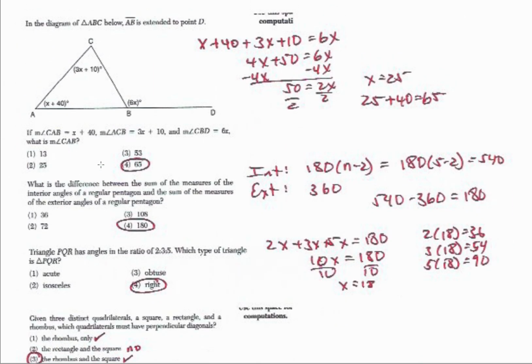All right, next up, this is the measure of an exterior angle. And so it's equal to the sum of the two remote interiors. So the x plus 40 plus the 3x plus 10 has to equal 6x. X and 3x make 4x. 40 and 10 make 50. Subtract 4x from both sides. 50 is 2x. Divide by 2. X is 25. And it wants the measure of CAB. That's x plus 40. So that would be 25 and 40 makes 65.